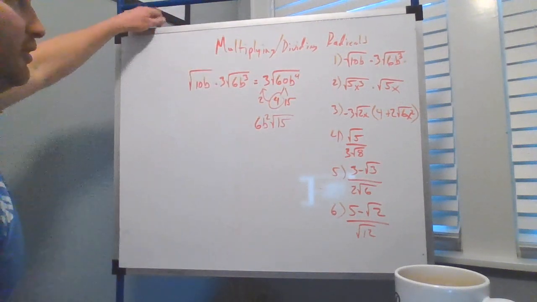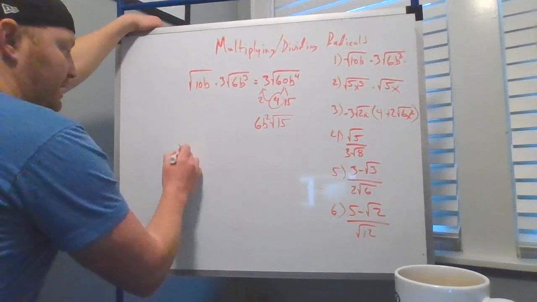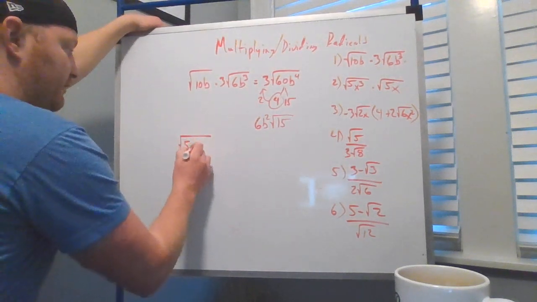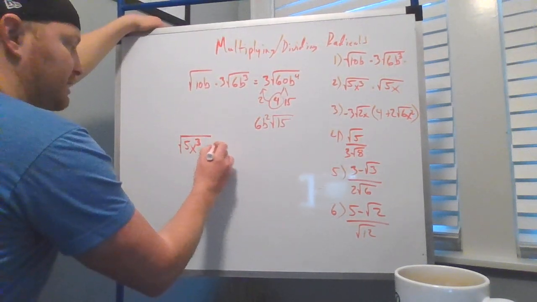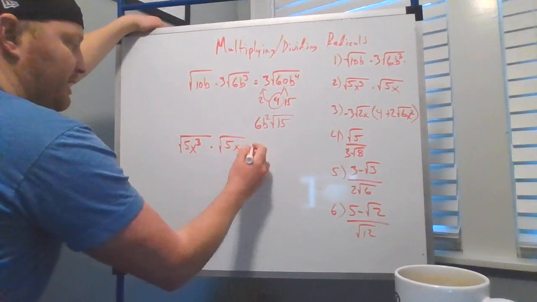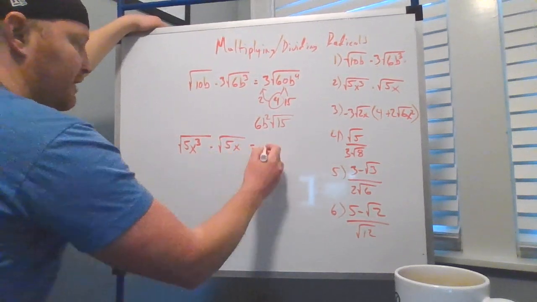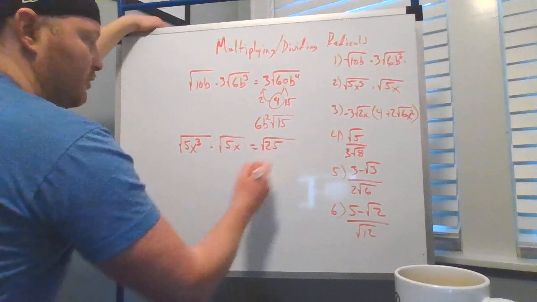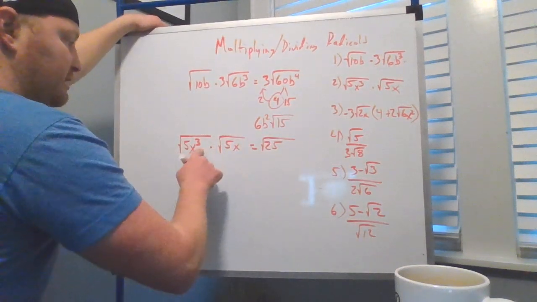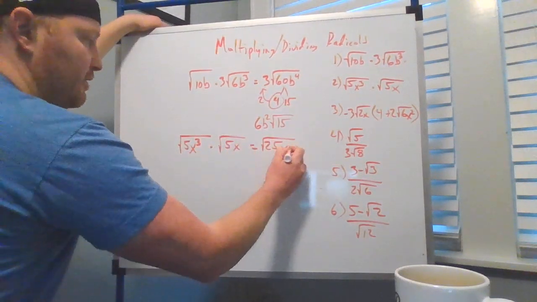I'll leave this up and I'll do another one underneath it. So now I have square root of 5x to the third times square root of 5x. Do the math, 5 times 5. This is square root of 25. X to the third times x, you add those exponents and you get x to the 4th.